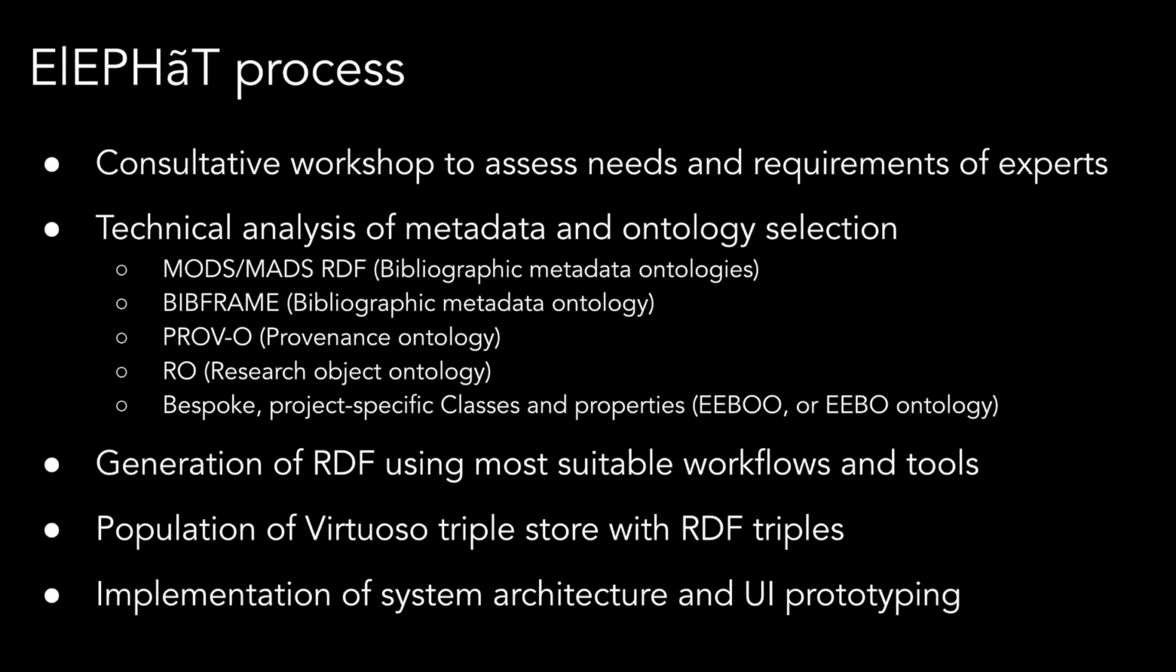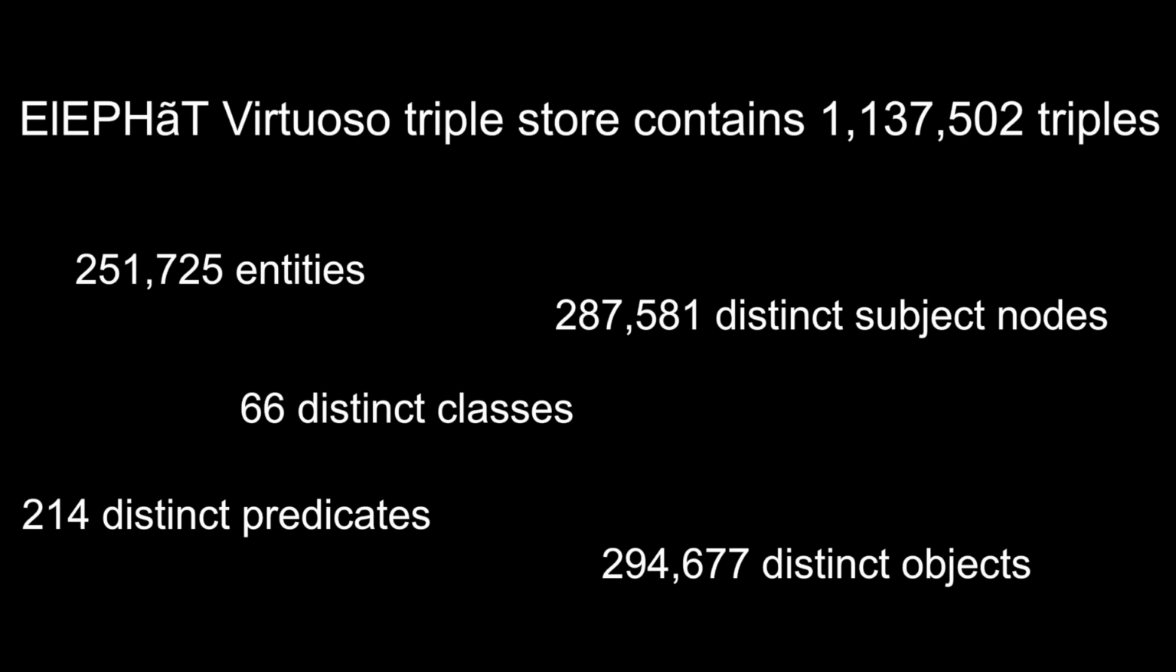Step 4 was the population of a Virtuoso triple store with the RDF produced from the EEBO text corpus. The Elephant Virtuoso triple store contains over 1,137,000 triples. It has 250,000 entities, 66 classes, 214 predicates, 287,000 distinct subject nodes, and almost 300,000 distinct objects.